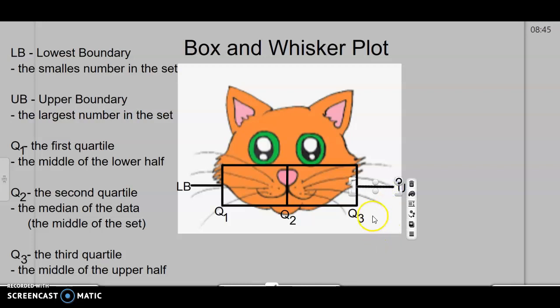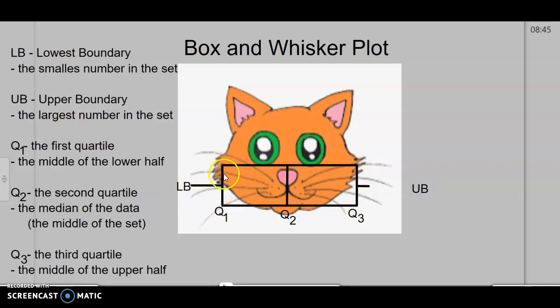Now, when we see these, the size of this line does not matter. Sometimes this line is very, very small, and the lower boundary could be really, really close to that. It's just a matter of where this data value falls, and we'll talk about that in a second.